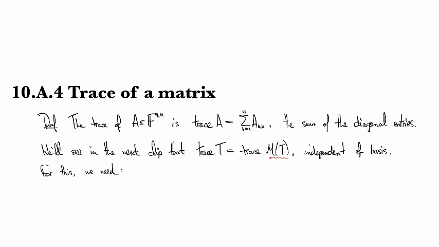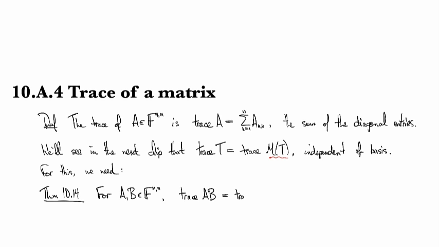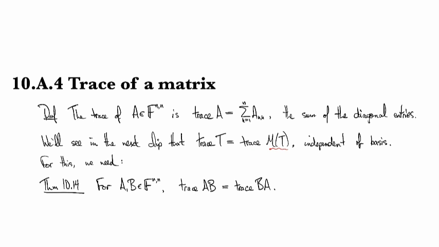In order to prove that, we'll need the following lemma or theorem. So this is 10.14 in the book, and it states that for two matrices of the same size, the trace of AB is equal to the trace of BA. And so for that, we just need to look and see what's on the diagonal.